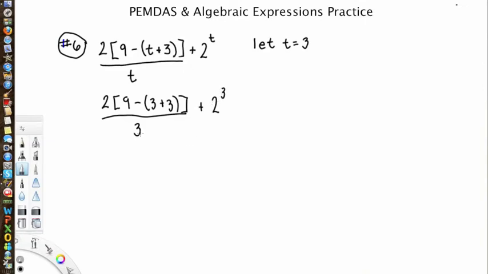Okay, first step is we need to take care of our groupings, and we have this big numerator. Let's get rid of this big numerator. We work inside out. We have brackets here, and then we have parentheses inside, so we take care of the parentheses first. 3 plus 3 is 6. Copy everything down just the way it is. Don't forget any information. It's real easy when we're copying the information down to leave something out. We aren't done with the groupings yet. Now we have 9 minus 6, which is 3.